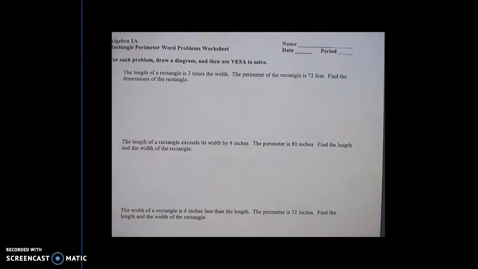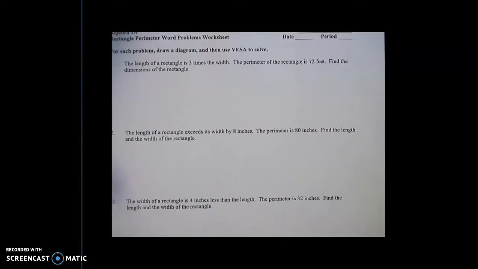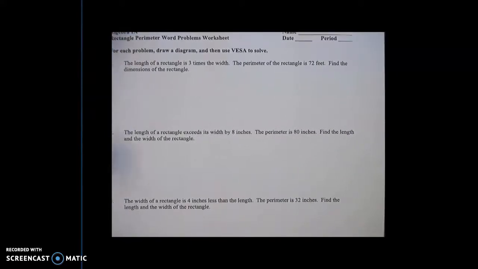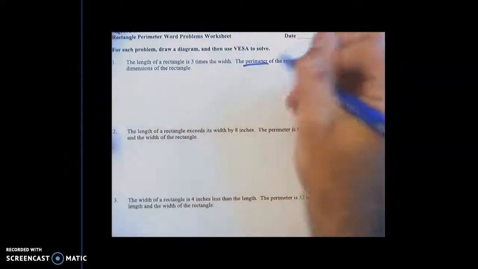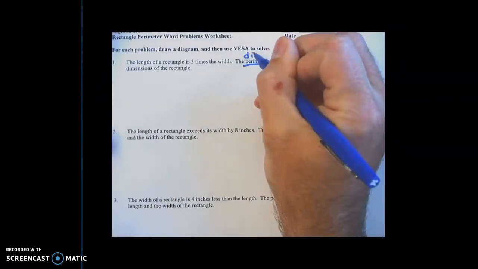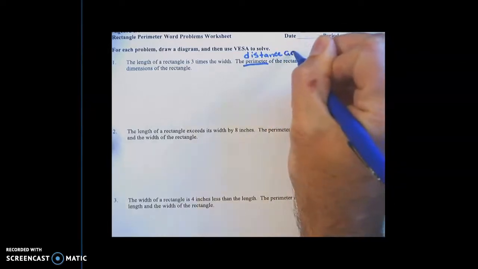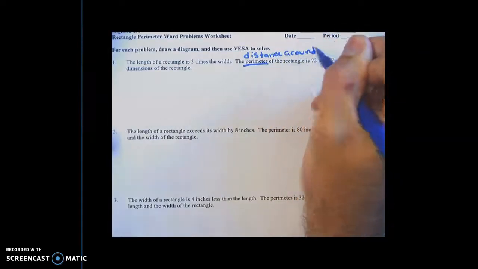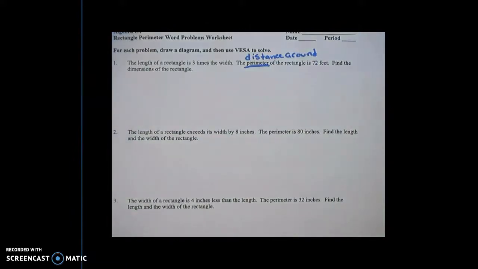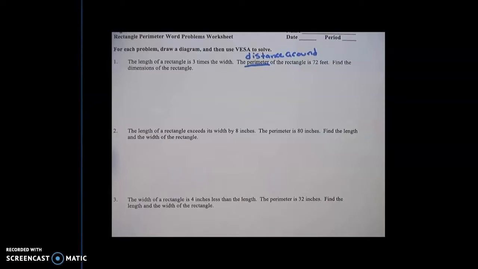So first, let's read the problem. It says the length of a rectangle is 3 times the width. The perimeter of the rectangle, now remember perimeter is the distance around. So we got to add up kind of all the sides. It's the distance around an object. It says the perimeter of the rectangle is 72 feet. Find the dimensions of the rectangle. So it wants us to find the length and the width.